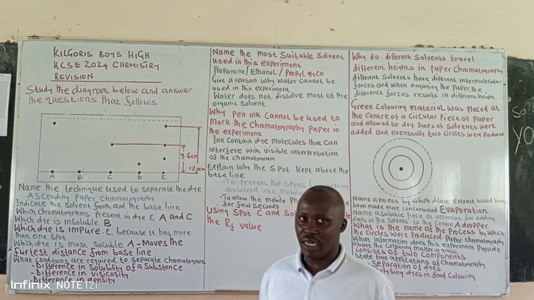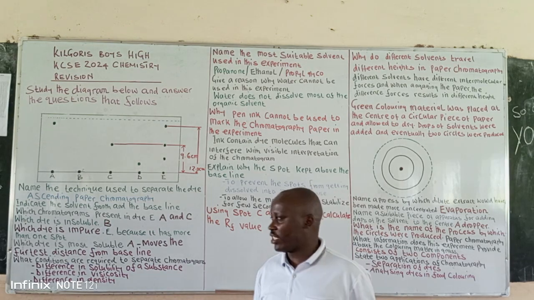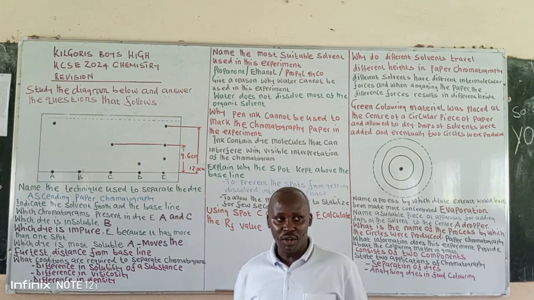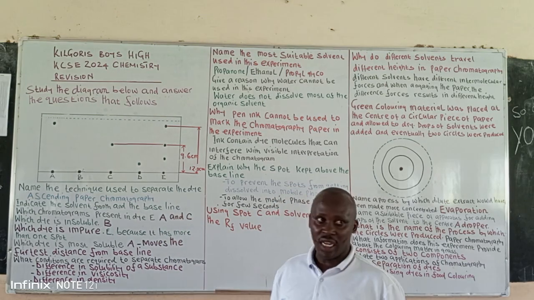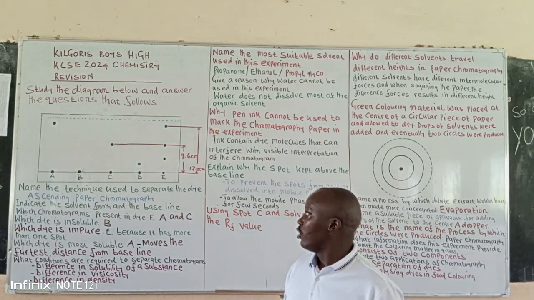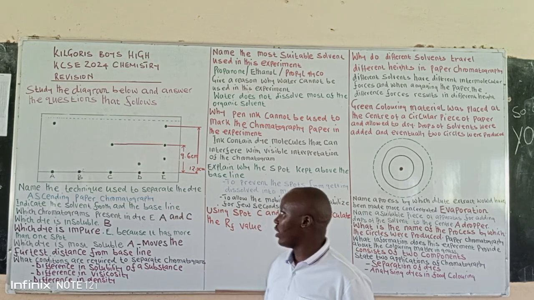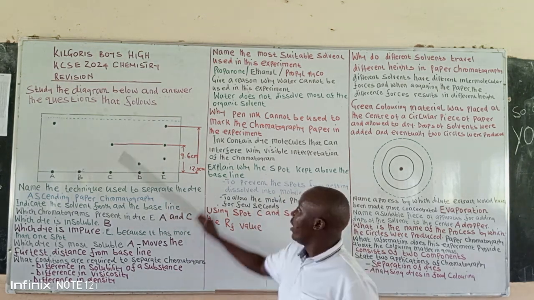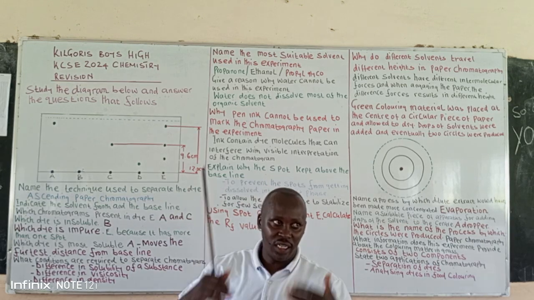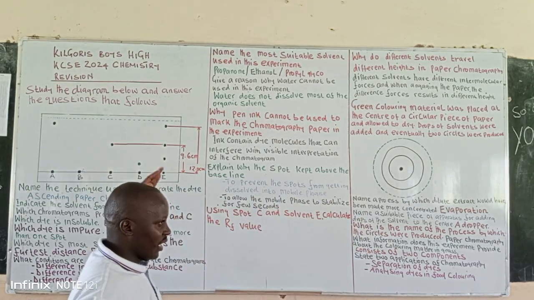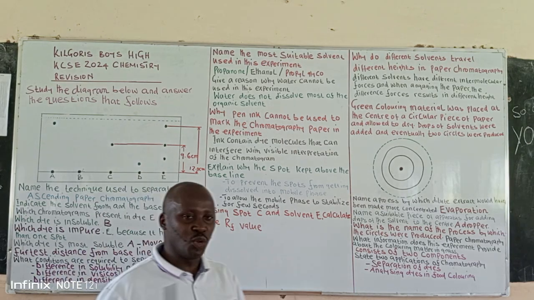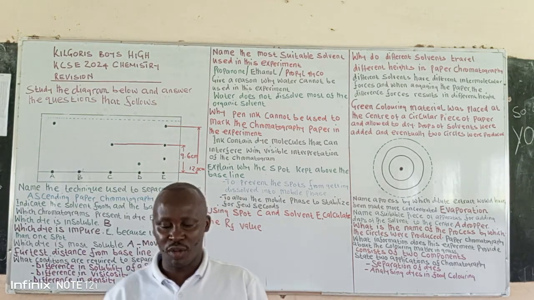I have this diagram on this whiteboard, as you can see. Study the diagram below and answer the questions that follow. So the diagram is just here. This diagram represents a chromatograph paper. And let us see some of the questions which are normally set from this chromatograph.